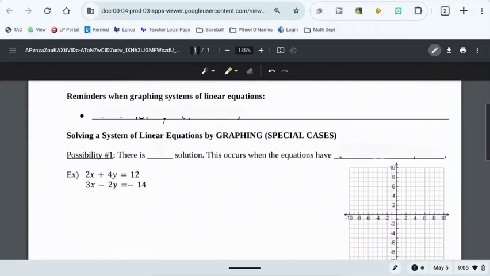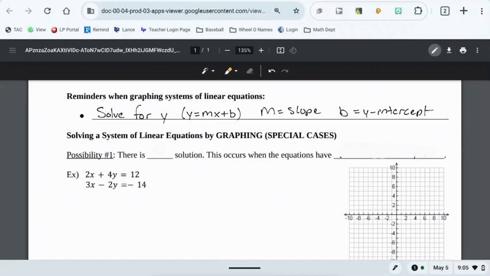Some reminders from yesterday when graphing systems of linear equations. We want to solve for y, get into slope-intercept form, find that m, which is the slope, and the b, which is the y-intercept.